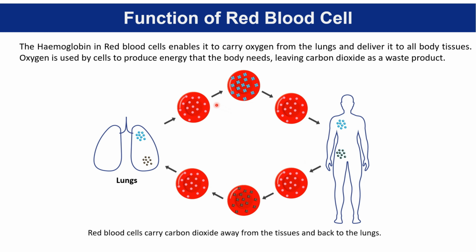So the red blood cell, because it has hemoglobin, can carry oxygen from the lungs in the form of oxyhemoglobin, and it provides it to all the cells and tissues in our body. In return, it can also take back some amount of carbon dioxide from the different cells to the lungs in the form of carbaminohemoglobin.